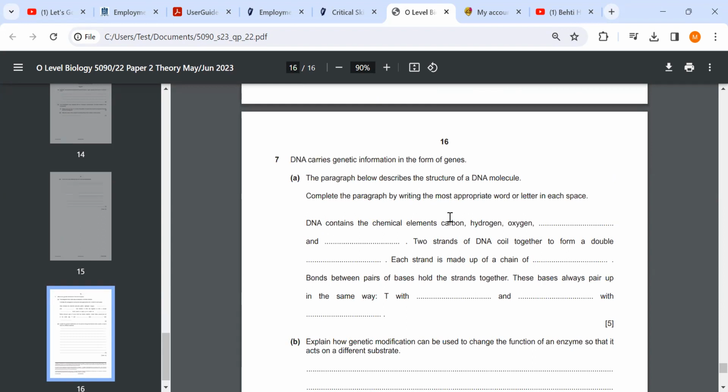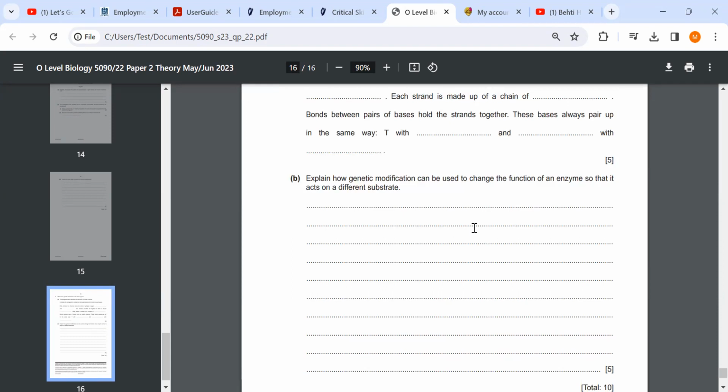We just have to fill in the blanks. Carbon, hydrogen, oxygen, nitrogen, and phosphorus are the elements, and two strands form a double helix. Each strand is made up of a chain of nucleotides, with thymine pairing with adenine, and guanine with cytosine.